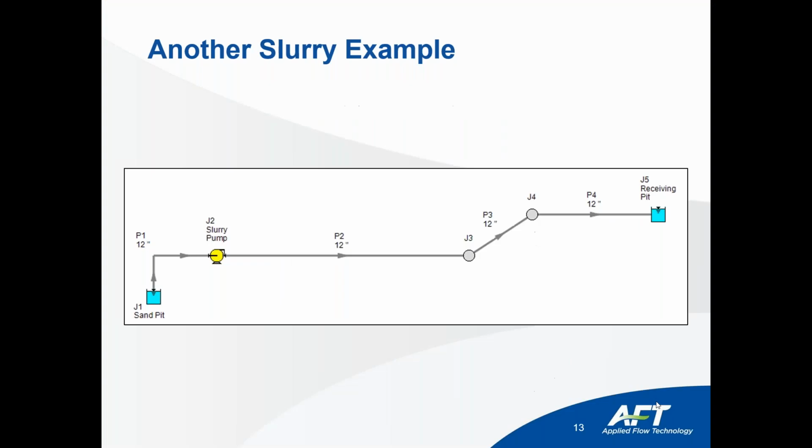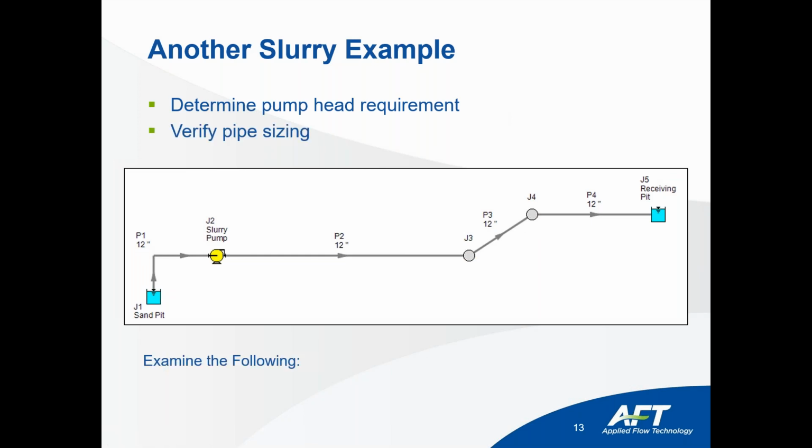So here we have a bit more complicated of a system. It's a longer pipeline, but again, it's not that much different because we're still taking sand from a supply sand pit and we're pumping up to a receiving pit. However, there are some differences where we have changes in elevation, such as at this location right here, and we're going to see how that affects things for our calculations. So we want to determine our pump head requirements, verify pipe sizing, and we're going to examine the average velocity to maximum settling velocity ratio, the slurry system curve, and we'll look at the pump derating factors.